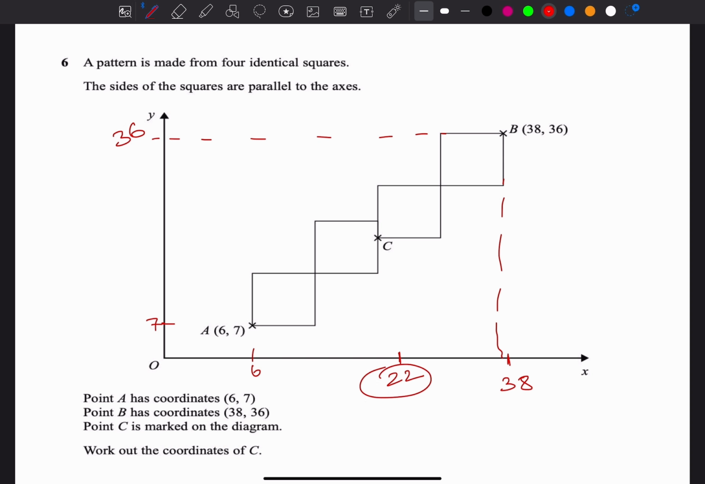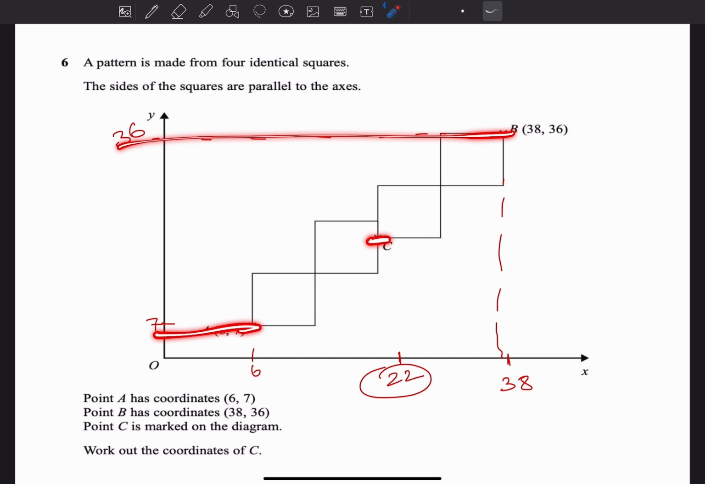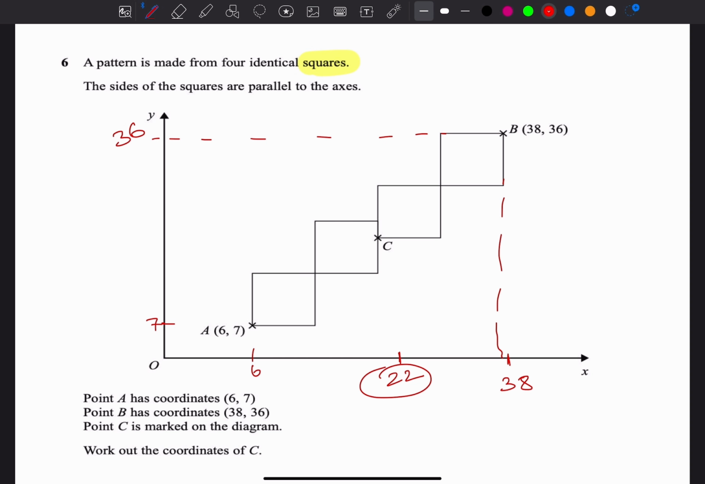Now the problem is, this is not the middle of these two. If you look at these two, this is not the middle, because it comes 1 full length and 2 length, and here is 1 length and basically half a length, which is not going to cut it. Because these are all squares, I can work out the length of each square. For example, the 6 here, 22 here, this is in the middle. 6 add 22 is 28, and divided by 2 is 14.